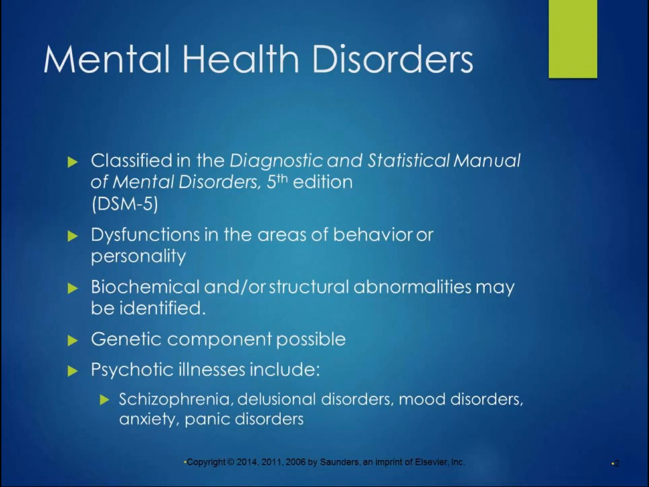So, mental health disorders, they're classified in the Diagnostic and Statistical Manual of Mental Disorders. 5th edition is the current edition that's out. It's known as the DSM-5. So, if you want to know if something is officially classified as a mental health disorder, that's where you look. When they do new editions, a lot of times they add or subtract things.